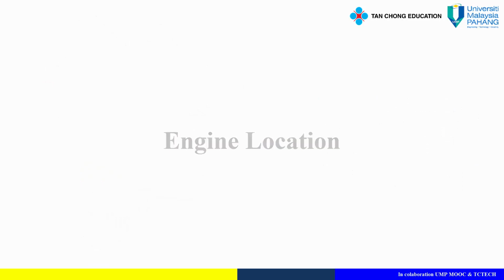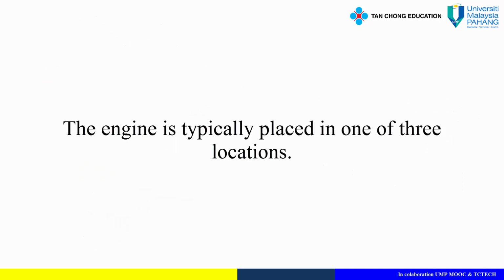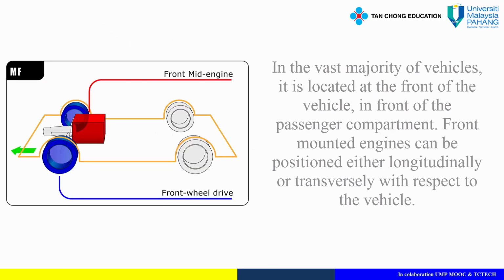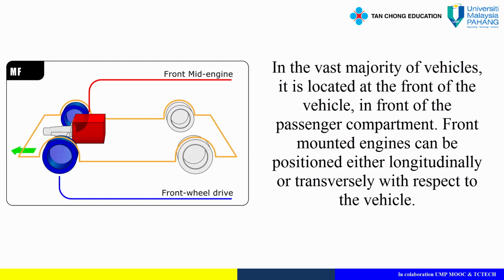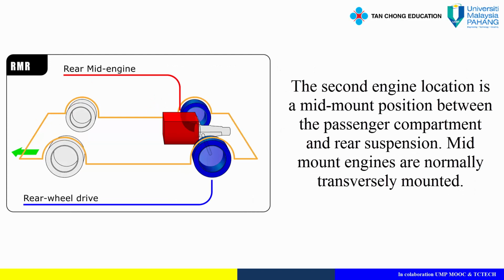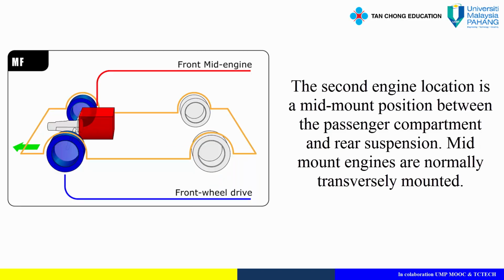Engine location. The engine is typically placed in one of three locations. In the vast majority of vehicles, it is located at the front of the vehicle, in front of the passenger compartment. Front-mounted engines can be positioned either longitudinally or transversely with respect to the vehicle. The second engine location is a mid-mount position between the passenger compartment and rear suspension. Mid-mount engines are normally transversely mounted.